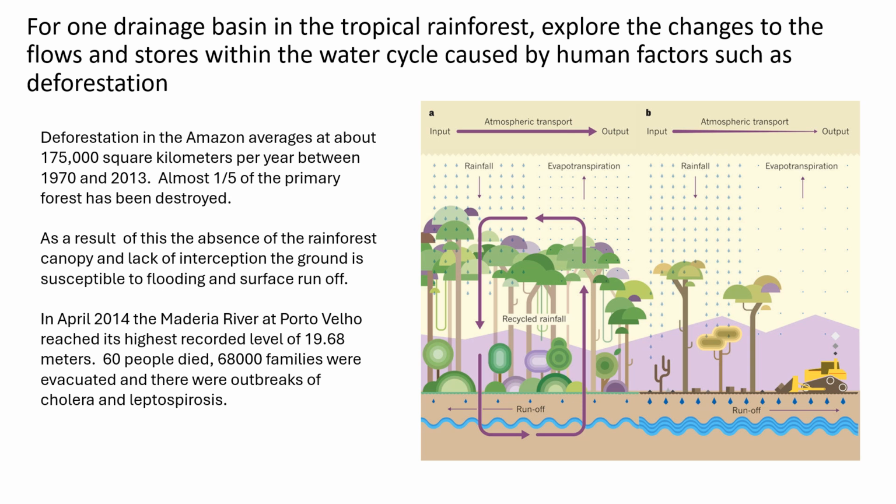And the consequences of that human activity is flooding. In 2014, the Madeira River flooded. It reached a level it never reached before, and it had an impact on the local community.